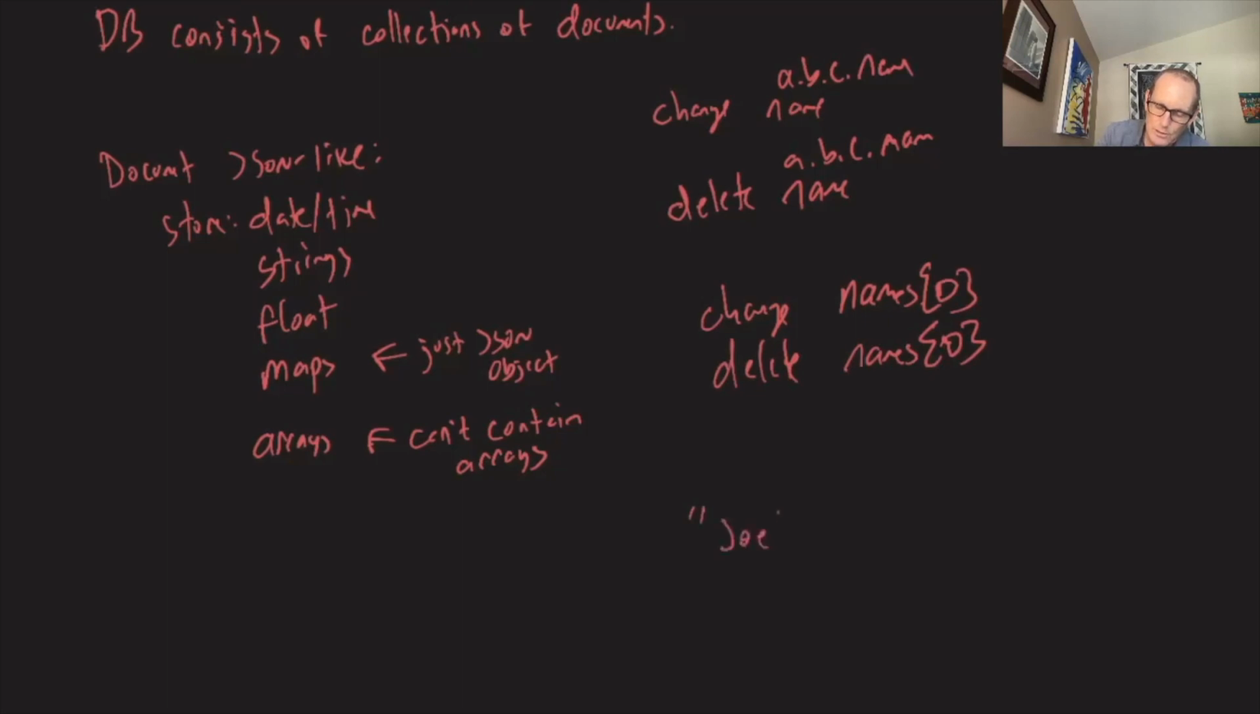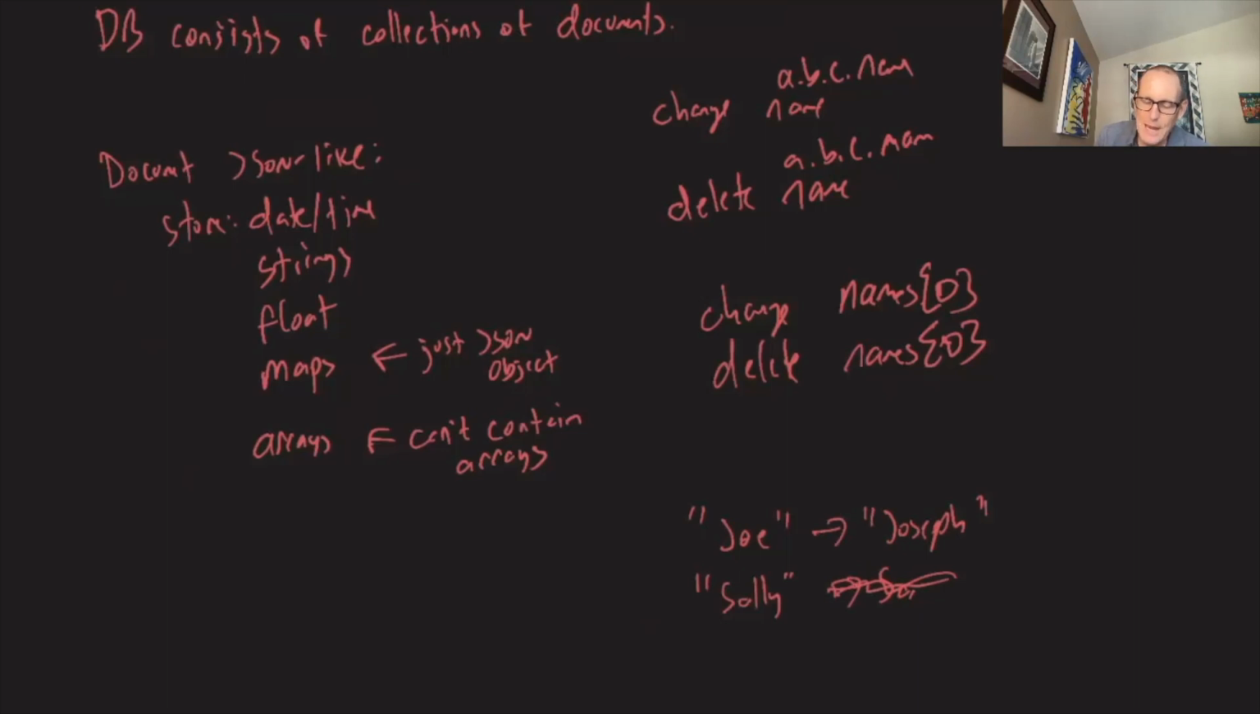Joe and Sally, and we want to change Joe to Joseph. This is the desired change, right? And then someone else wants to delete Joe. So what should happen is we end up with just Sally after the delete, or maybe we end up with a new Joseph and a Sally.